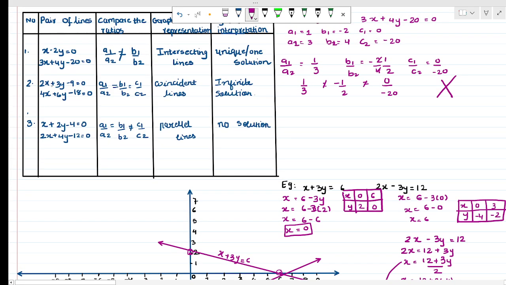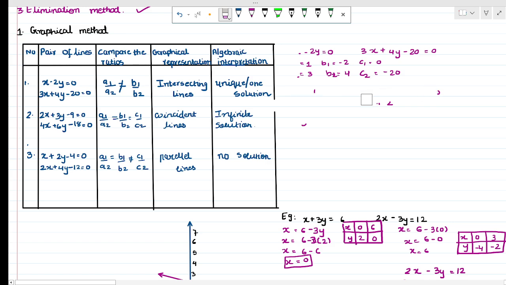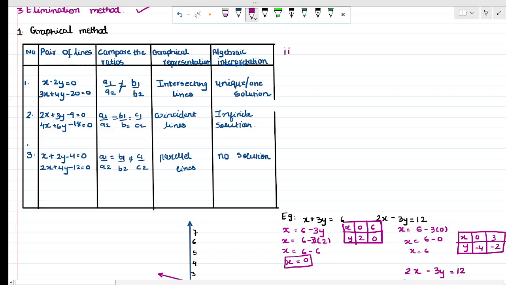The second equation says 2x plus 3y. Let me clear this page for you. Okay, so now let me write the second case over here. My first equation is 2x plus 3y minus 9 equals 0, and the second equation is 4x plus 6y minus 18 equals 0. Okay, so now let's start with the first step.